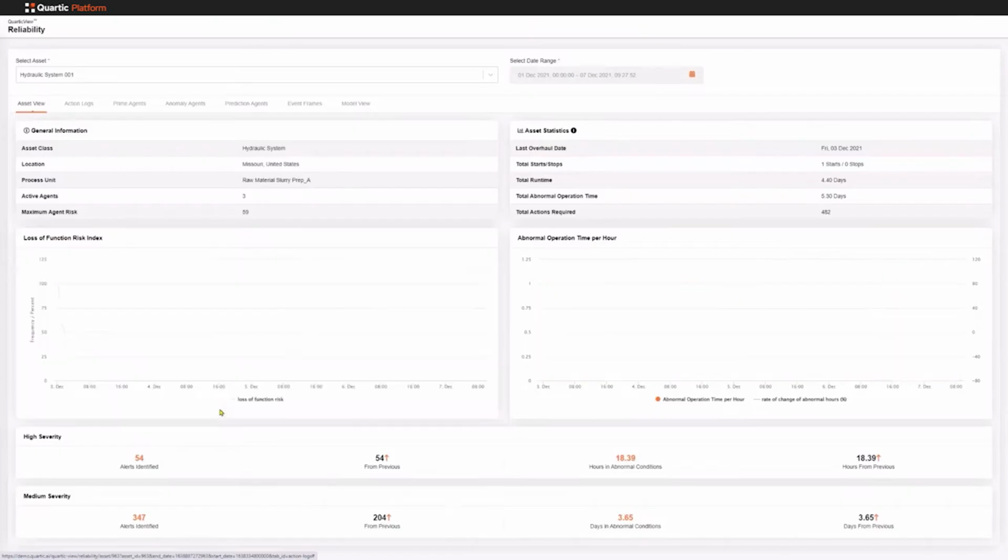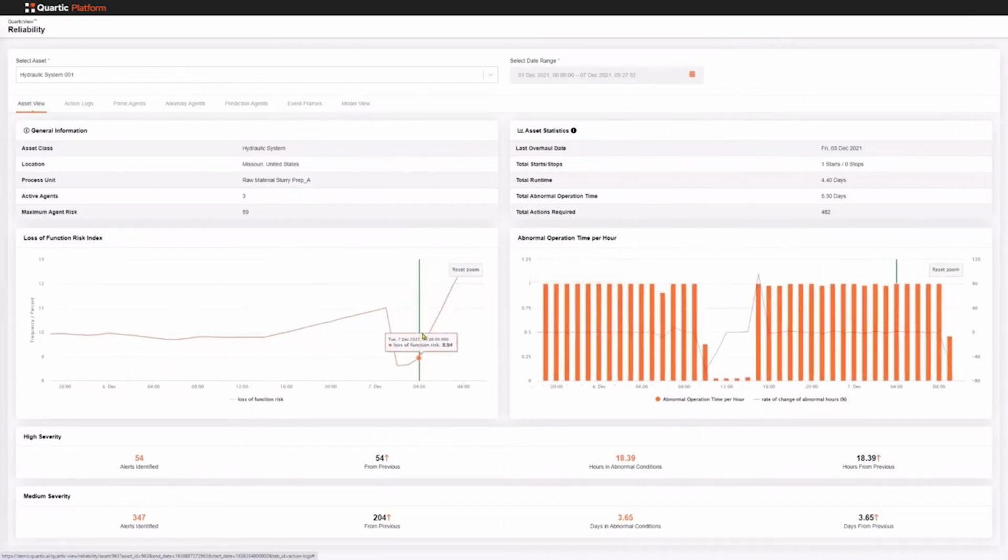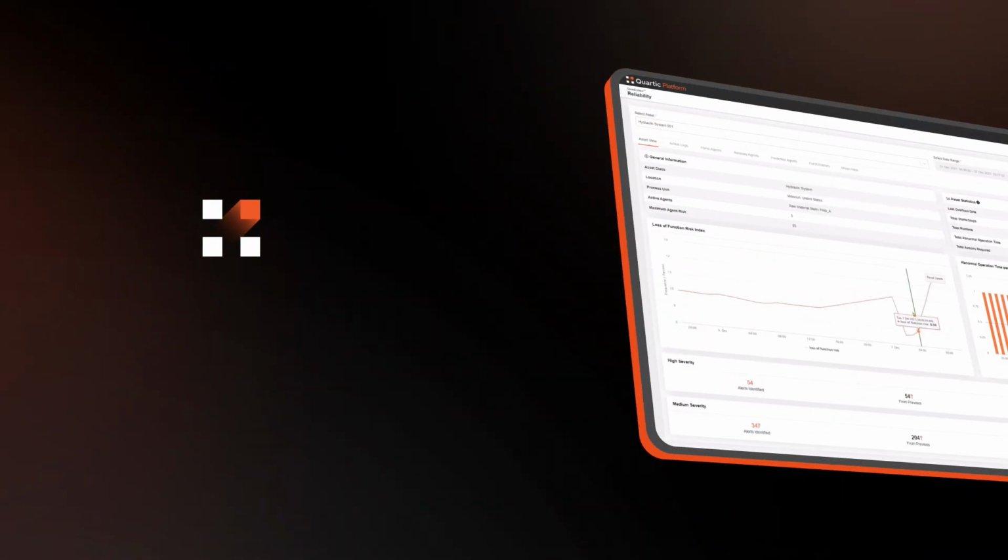Beginning with our asset and data, we built our machine learning models and rules on top of that data to monitor the important failure modes. We can then track those failure modes within the reliability application and see how those modes contribute to my overall abnormal operation time and ultimately asset risk. So I have an understanding of where my risk is and what actions I need to take to ensure the health and functionality of my asset and my overall process.